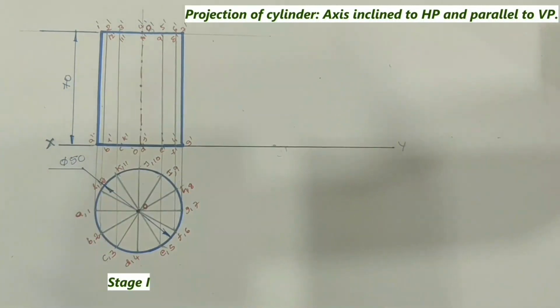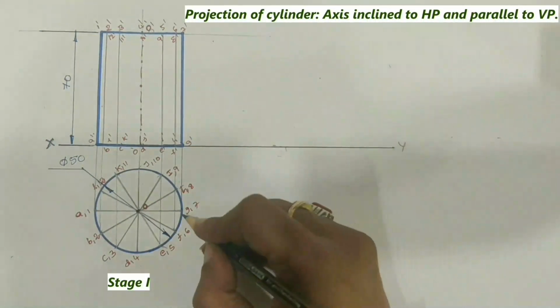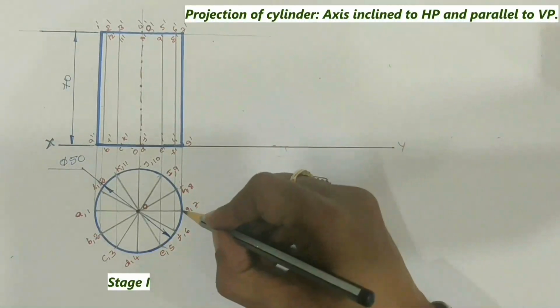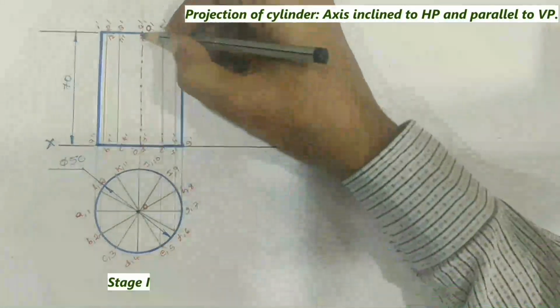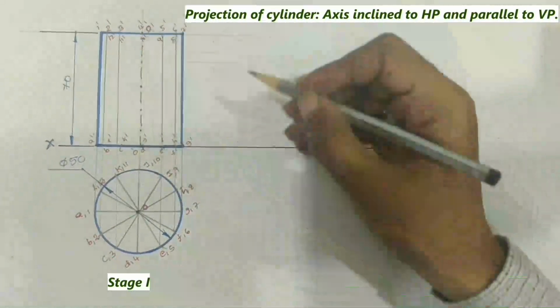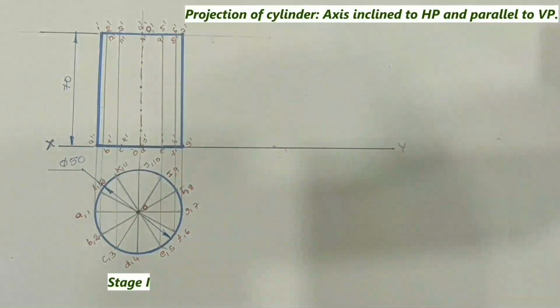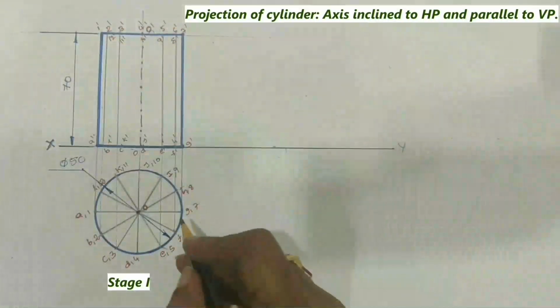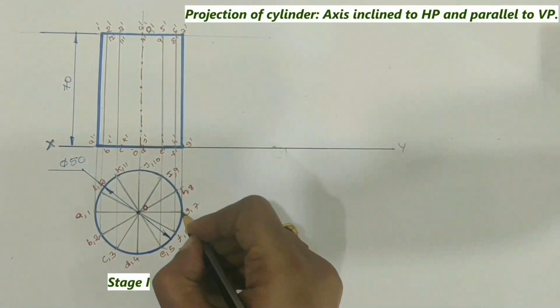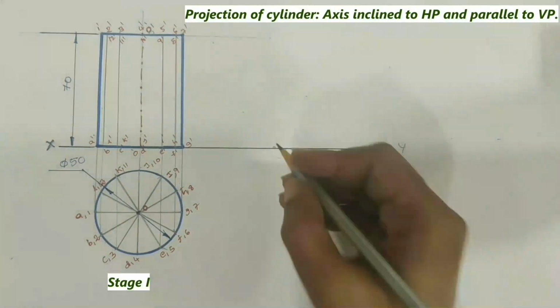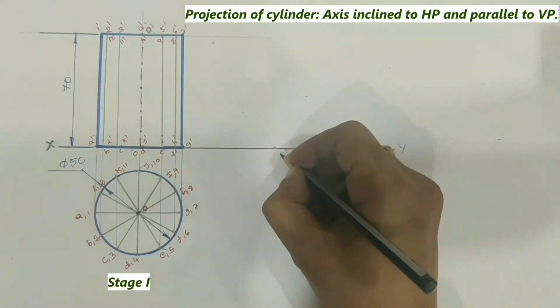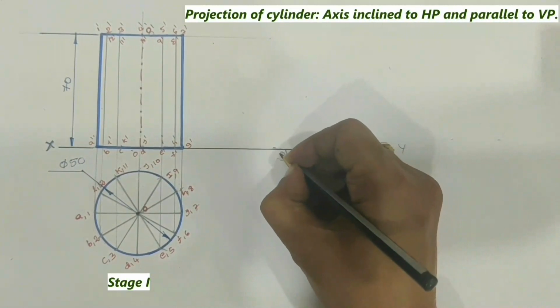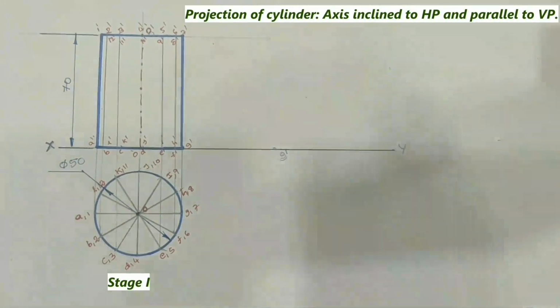In the case of second stage solution, what we have to do? We have to tilt the cylinder such that it is going to rest on its base point on HP, say G on HP, and axis is making an angle 30 degrees to the HP and axis is parallel to the VP. Here we are tilting the cylinder in right direction because it is going to rest on base point G on HP. That's why that point to be on the XY line in the front view. So G dash is on XY line in the front view.